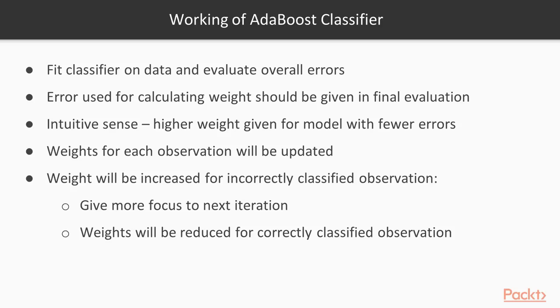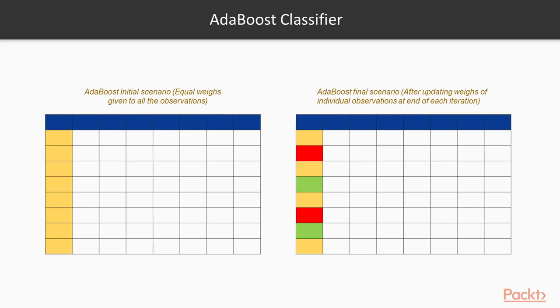Finally, weights for each observation will be updated. Here, weight will be increased for incorrectly classified observations in order to give more focus to the next iterations, and weights will be reduced for correctly classified observations. All the weak classifiers are combined with their respective weights to form a strong classifier. This diagram gives us a quick idea on how weights changed in the last iteration compared with the initial iteration.